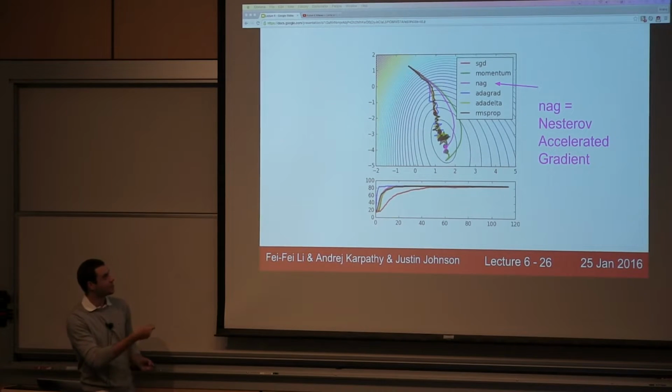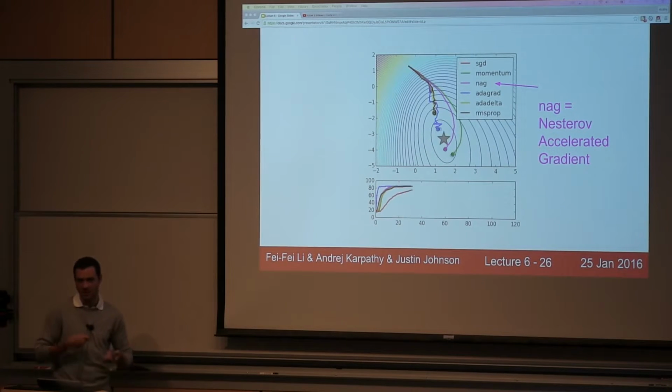So until recently, SGD momentum was the standard default way of training convolutional networks, and many people still train using just the momentum update. So this is a common thing to see in practice, and even better if you can use Nesterov accelerated momentum. So NAG here stands for accelerated gradient.